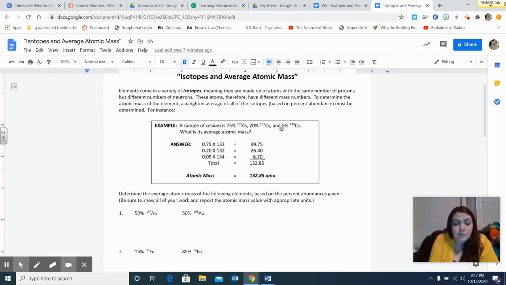Put it in the calculator. And then lastly, I had 5, so I'm going to hop the decimal back 1, hop another 1, so that puts a 0.0 in front of it. So 0.05 times 134, get a number. Then add all those numbers up, and that is your average atomic mass for cesium, okay?